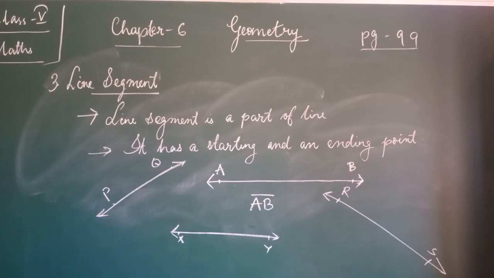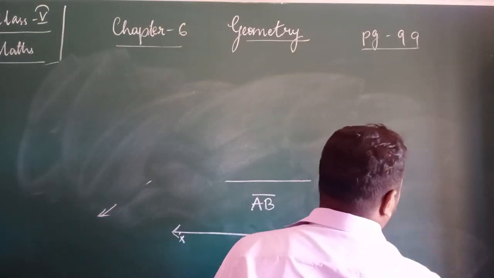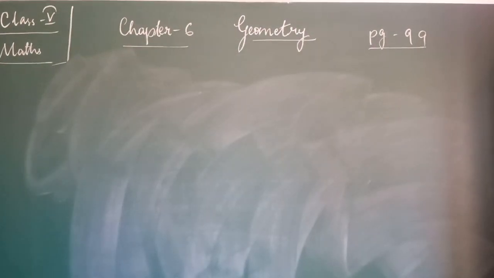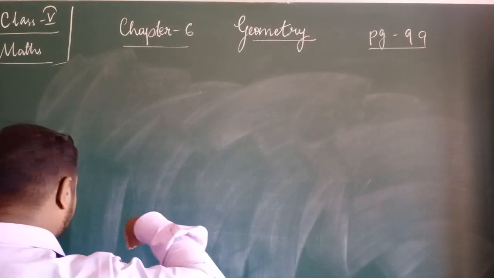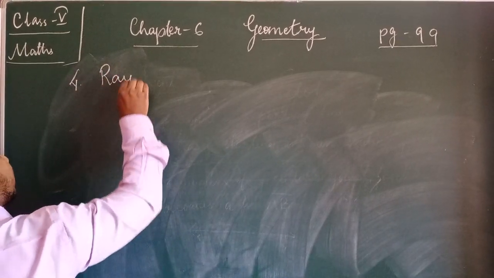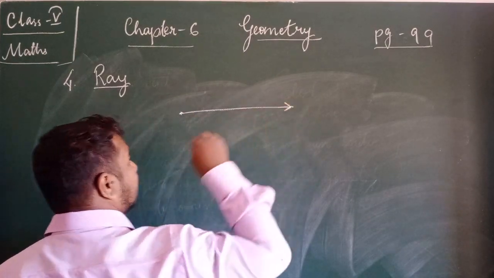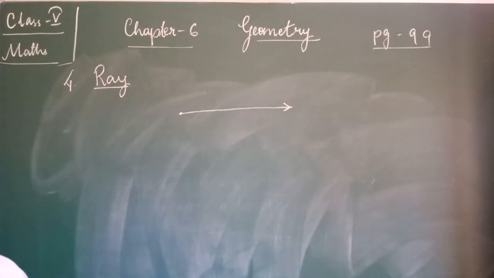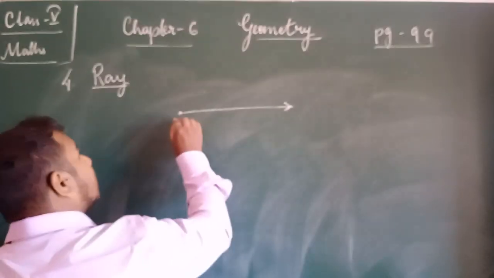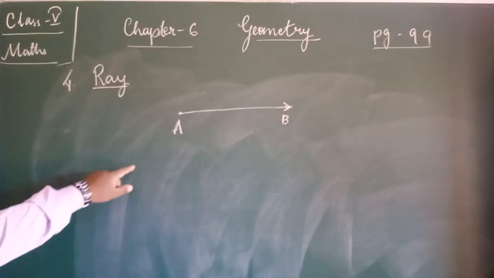Then the next is a ray. Fourth one is your ray. What is a ray? A ray is done like this. From one point to the other side, it is moving. Okay? From one point, suppose this is the point A and here is the point B, it is going like this. This is a ray. Only one side and arrow is there.